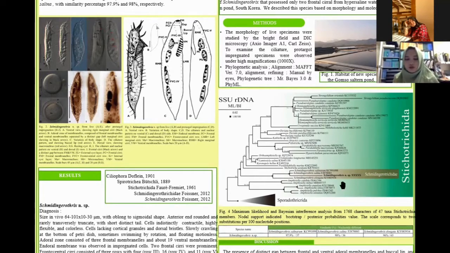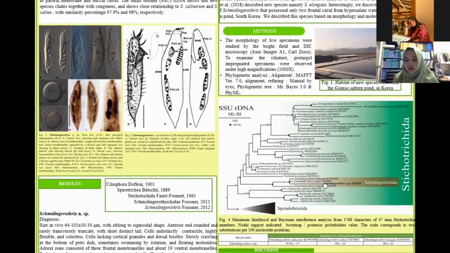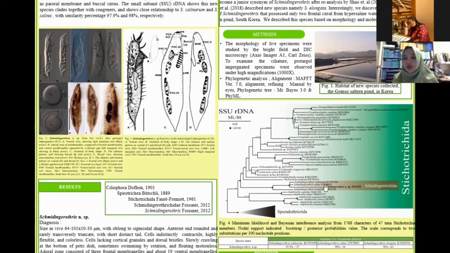The polytomy occurs because one reason can be a lack of sufficient data, in this case the taxon numbers, and also the lack of characters that we use in this analysis, in which we use the SSU rDNA only. It can be that the SSU rDNA is not sufficient or effective to explain the real relationships between the Stichotrichida members, and especially within the 3 Schmidingerothrix members, salinarum, salina, and our candidate of new species.